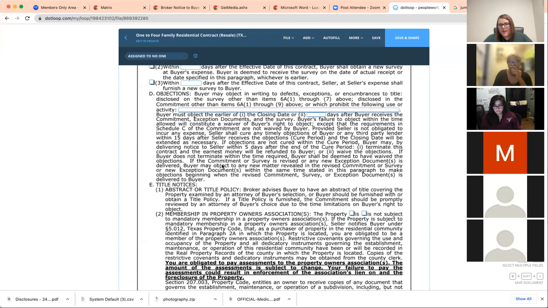If you know your client well enough, you should know if they're planning to do something unique to the property. And that's what should be in this section. If you didn't put it there, then they don't have the right to cancel based on it.